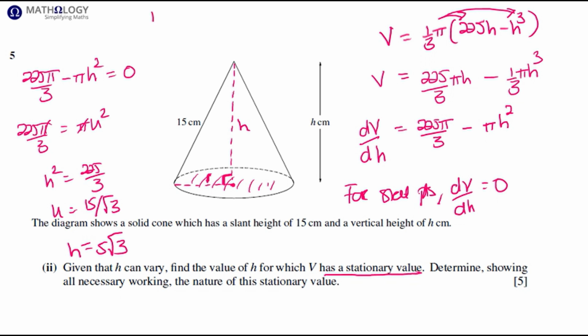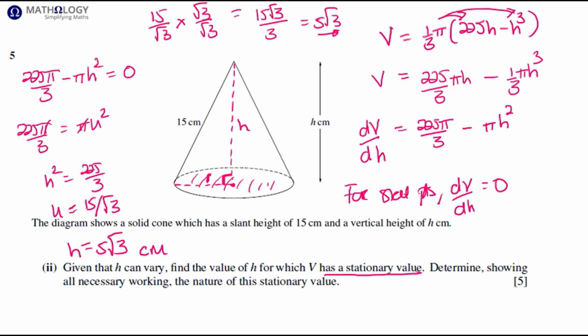To rationalize the surd, we're just going to multiply by root 3 over root 3 and multiply the numerators and the denominators together. So 15 root 3 over root 3 times root 3 is 3. 15 divided by 3 is 5. So we get 5 root 3. And this is just how a surd should be expressed. You should never express a surd in a denominator. Okay, so h equals 5 root 3 centimeters. That will give us the stationary value.